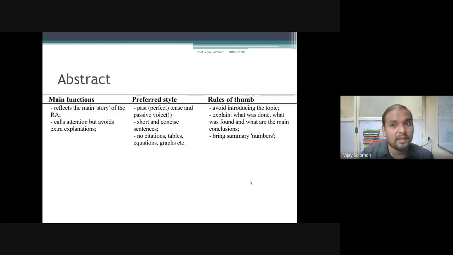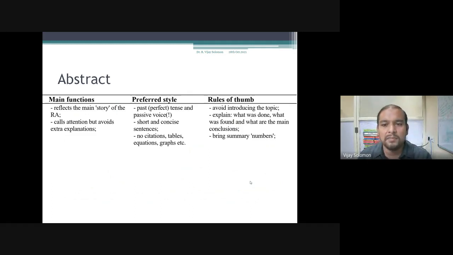Abstract, the second important thing after the title. It should reflect the main story of the research question, and it should call attention, and it doesn't need any extra explanation. It should be a concise paragraph where the entire work is summarized. Preferred style: past or past perfect tense is fine, and usually passive voice is preferred. Each word and each sentence should be short and concise. And let us not include any table, figure, graph, citation, or reference in the abstract.